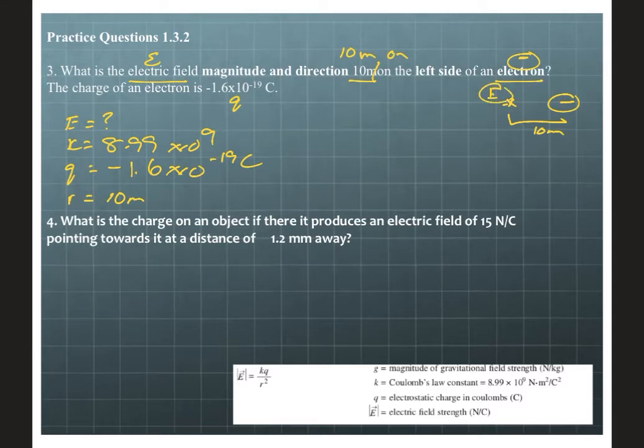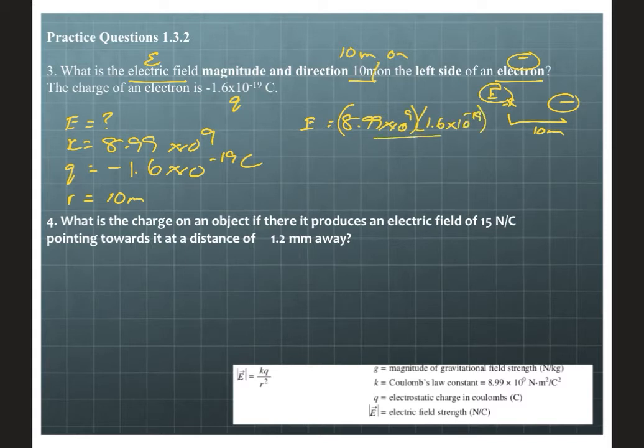So now that I have everything and I'm good to go, I just need to put in my values. So again, I have 8.99 times 10 to the 9th. That is my constant. My charge, I'm not going to worry about my negative value. That's simply telling me that that is a negative source.